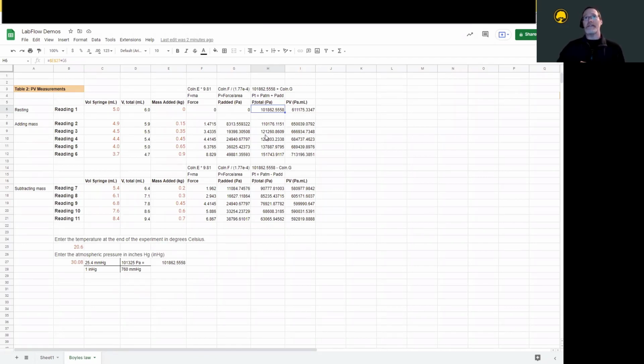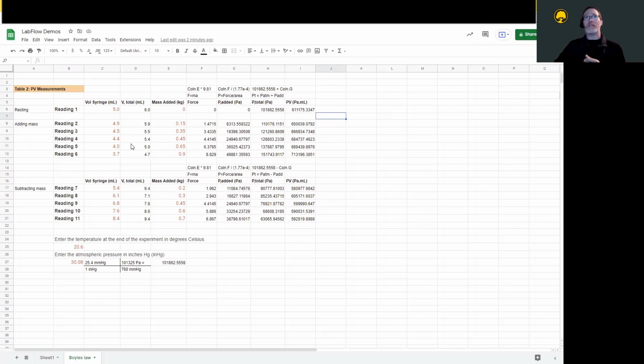All right, so basically this is atmospheric pressure. And if I take that atmospheric pressure times this 6 milliliters in volume, I get this number, okay? And that would have units of pascal milliliters. Now readings 2 through 6, I'm adding mass. And so I separated these out just so I could see them better.